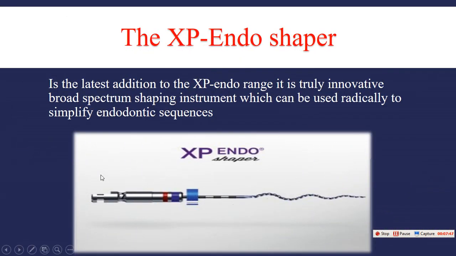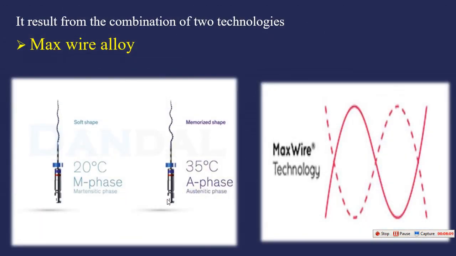First of all, I will talk about the XP Endo Shaper. XP Endo Shaper, from its name, means shaping of the canal, whatever the shape of the canal, reaching all the irregularities inside the root canal system. It is the last edition of the XP Endo family. This broad spectrum instrument can be used to simplify the endodontic treatment or endodontic sequence. Two technologies make the XP Endo Shaper.